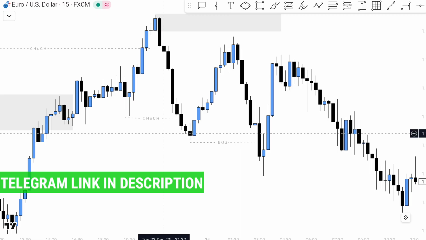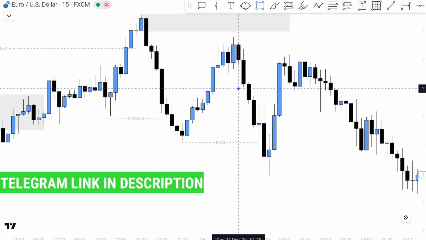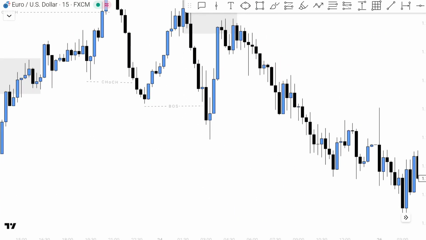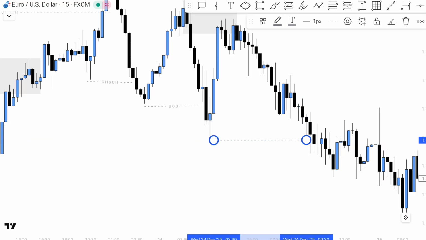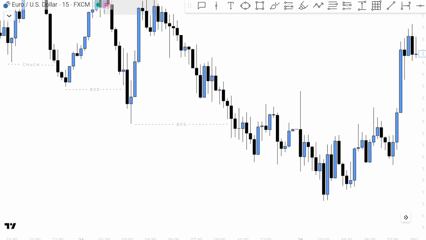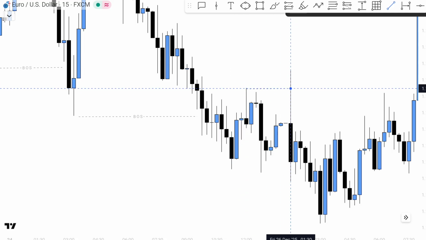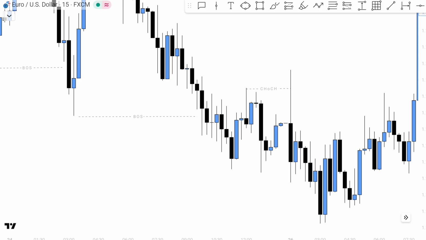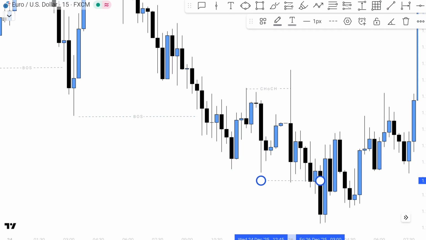While this is also not the change of character and this is also not the break of structure. Sometimes they get lucky and tap on this unmitigated order block and they sell, and the market moves in their favor, and this point again becomes the break of structure for them. And in the same way again, when the market breaks above this point, they think the market has shifted to the upside and they're willing to buy, and they again get trapped by the market, and at this point they again think this is the change of character.